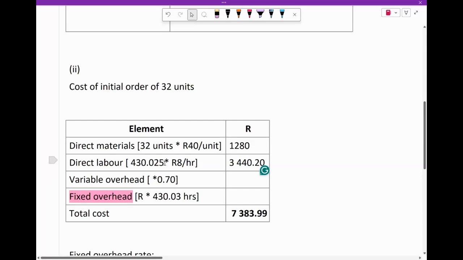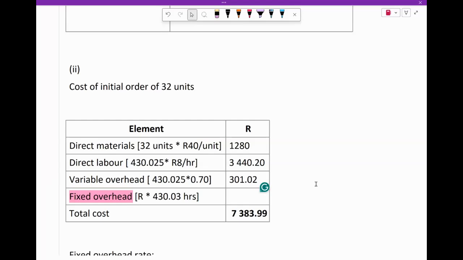So again, we're just going to copy this right here because those are the direct labor hours for our initial 32 and paste. And what do we get there? Should be less than 301. 301.02. Okay.